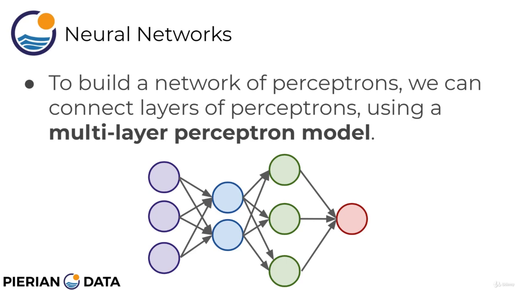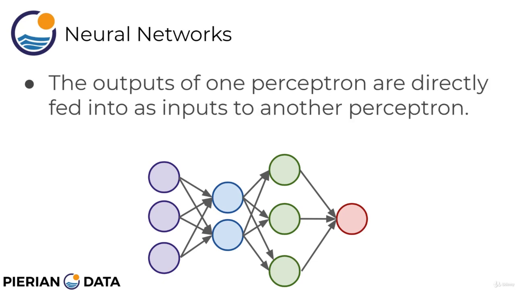We'll learn about different types of layers and different network configurations like recurrent neural networks and convolutional neural networks in future sections of the course. But right now, we're just focused on a feed forward, that is to say that all the information is going from the input layer all the way to the end to the output layer, and it's fully connected, which means every neuron in one layer is connected to every neuron in the next layer. So the outputs of one perceptron are then directly fed as inputs to another perceptron.